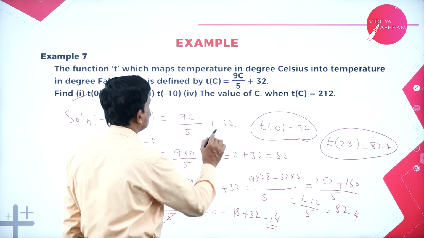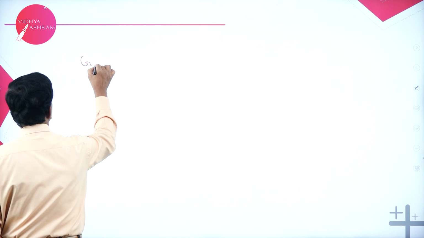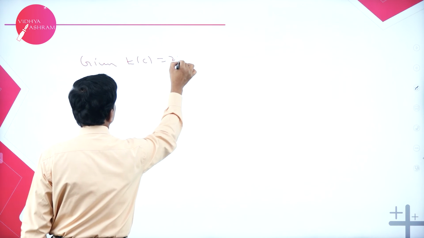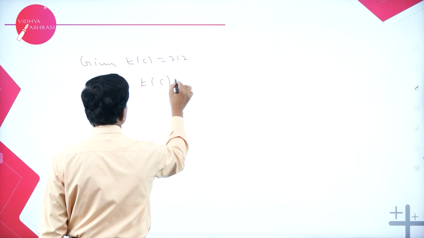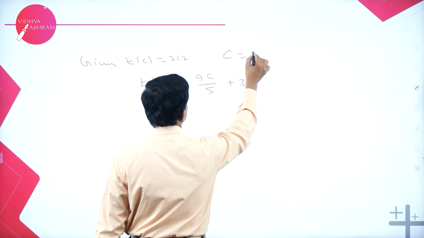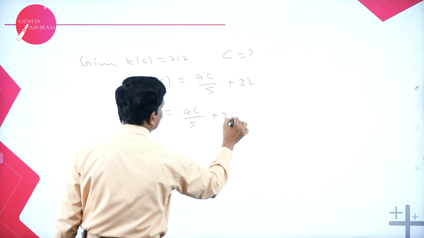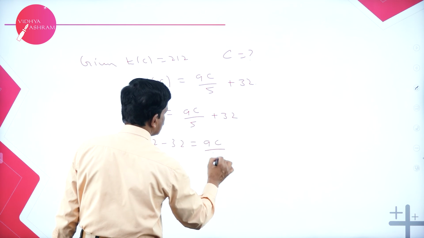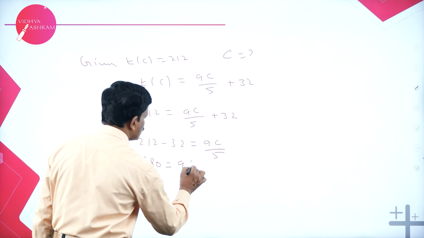Now, finally, what is required to find? Find the value of C when T of C is equal to 212. Now, I will write here, given T of C is equal to 212, then what is the formula here? T of C is equal to 9C by 5 plus 32. Now, what is required to find is C. This is given, 212 is equal to 9C by 5 plus 32. Transfer this: 212 minus 32 is equal to 9C by 5. What is this equal to? 180 is equal to 9C by 5.